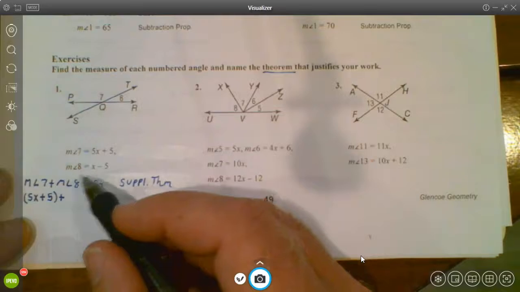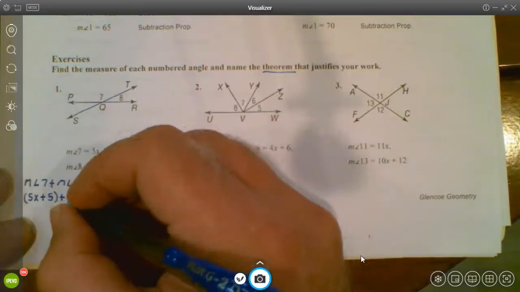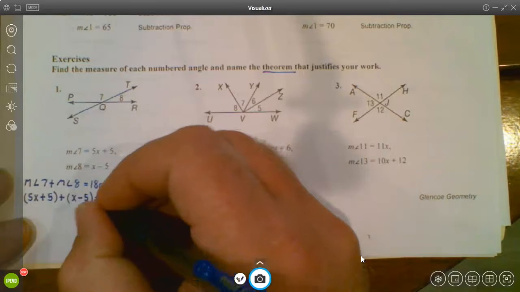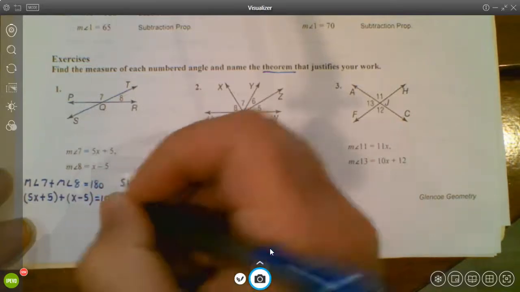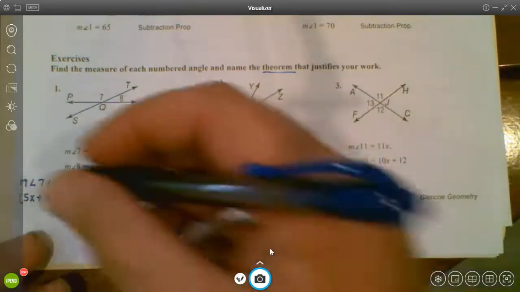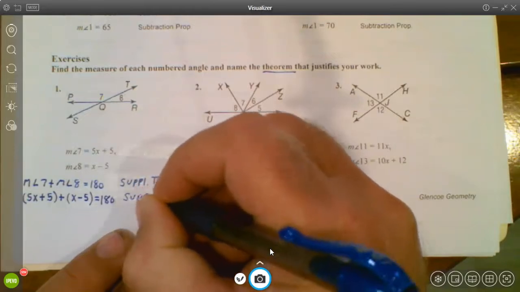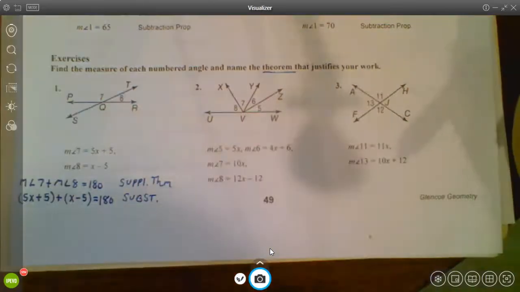I'm going to replace angle 8 with x minus 5. Got my 180. Again, got to give a reason that justifies the step. That was substitution. So it looks like this.